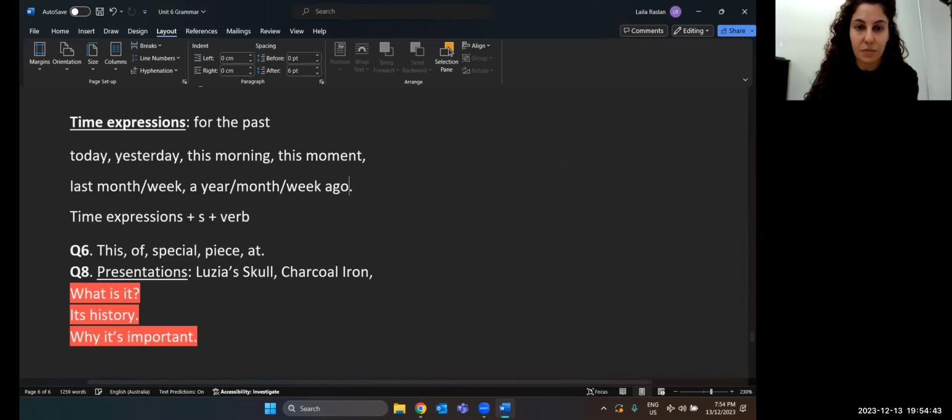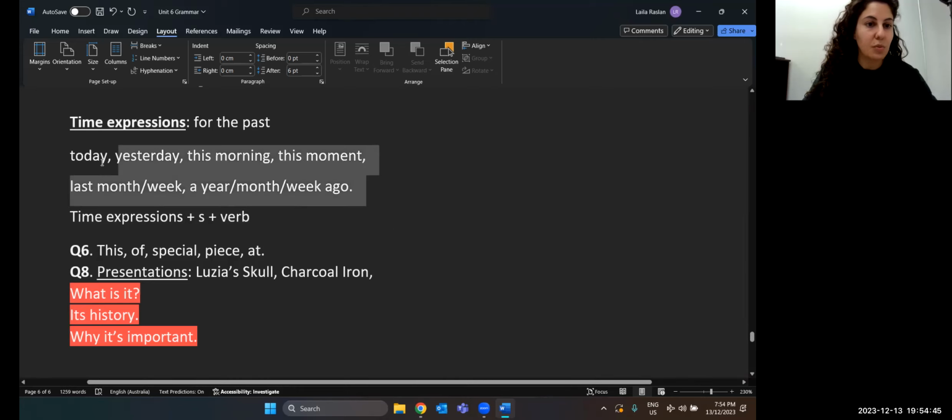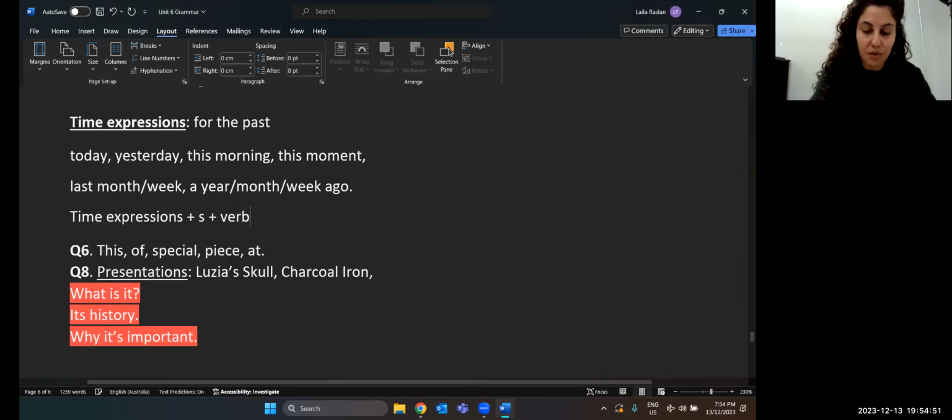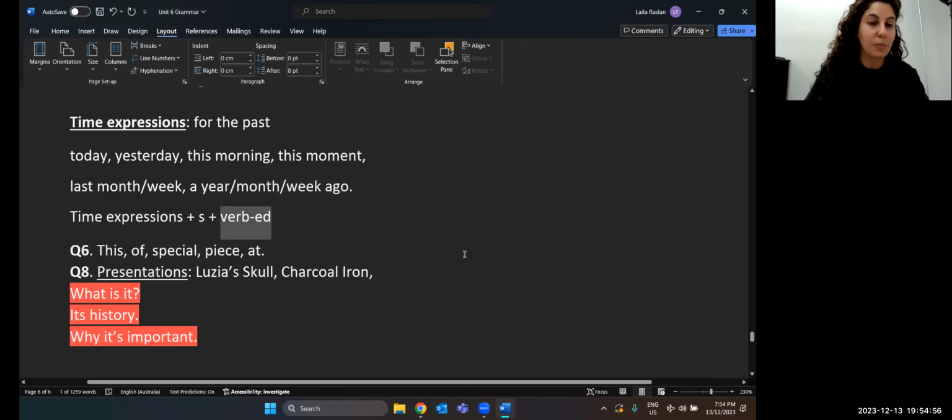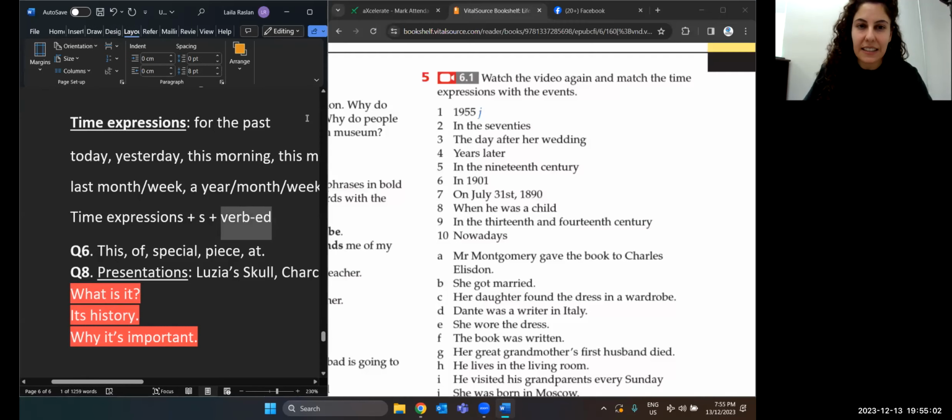Tonight, so not tonight, because that's more future. Okay, so we just have to be careful. These are just time expressions to make a sentence in the past simple. So we'll put here ED to remember that we are using the past simple. Okay, so let's connect these sentences.